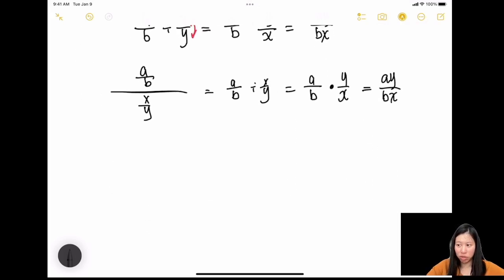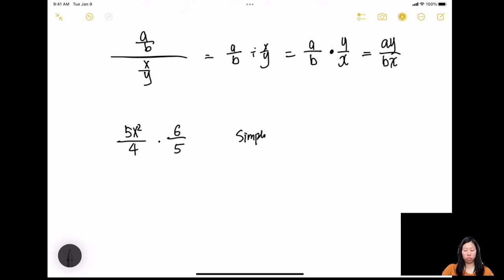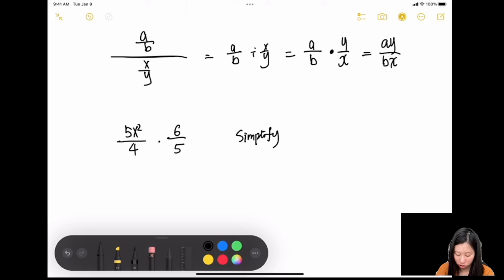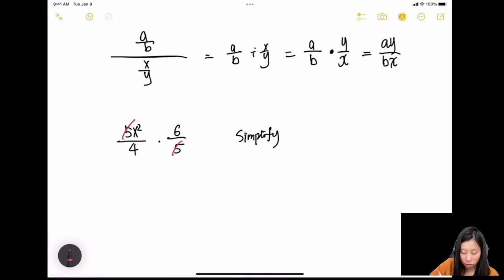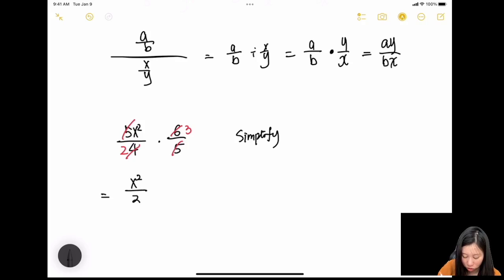Okay, now let's do some simple examples, such as 5x squared over 4 times 6x over 5. The first step is you can try to simplify first. Let's see what numbers can cross cancel. 5 and 5 cancel. 4 and 6 can both be divided by 2, so we have 3 left and 2 left. So I can write the expression as x squared over 2 times 3 over 1. Then the top multiplies the top, the bottom multiplies the bottom. We have 3x squared over 2. So that's the answer.